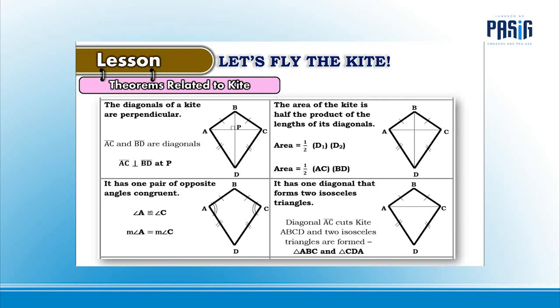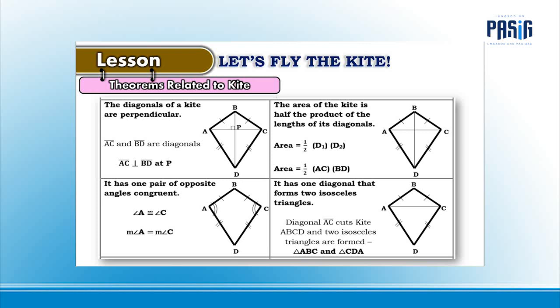The diagonals of a kite are perpendicular. In the figure, AC and BD are diagonals. AC is perpendicular to BD at point P. The area of a kite is half the product of the lengths of its diagonals. In formula, area is equal to 1/2 of the product of diagonal 1 times diagonal 2. And based from the figure, area is equal to 1/2 the product of diagonal AC and diagonal BD.